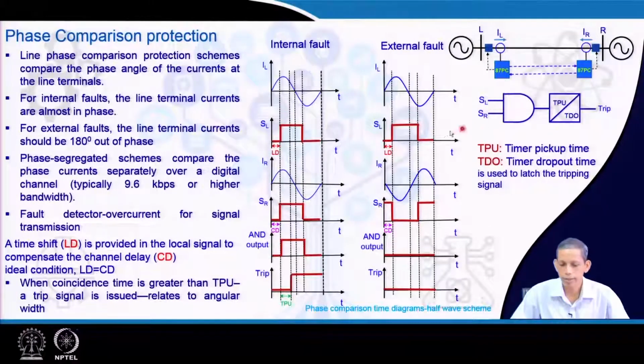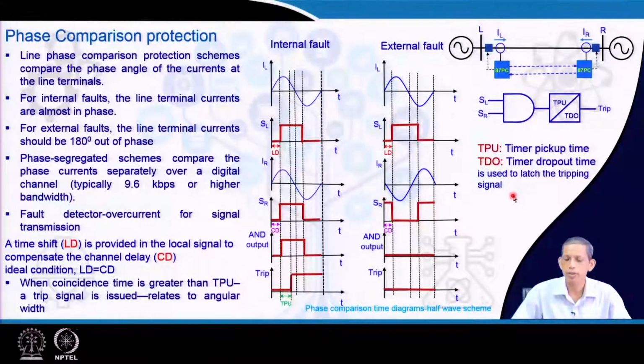based on the SL and SR inputs the relay trips. The intersection, or the coincidence time, at the end of the operation, is 0. If that becomes smaller than the TPU, then it is a no trip decision. TDO is the timer dropout time, and this is used to hold the tripping signal for successful and reliable tripping operation.